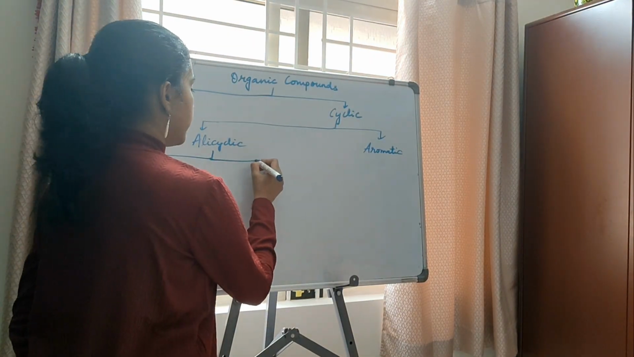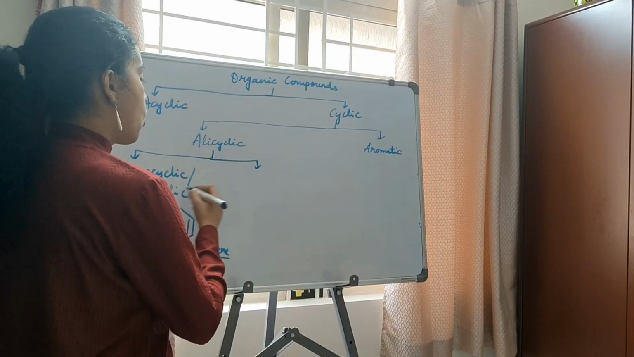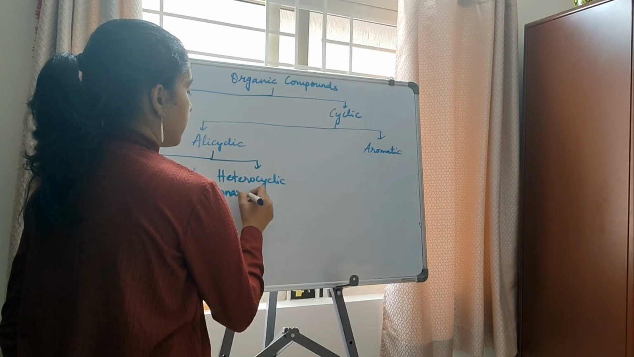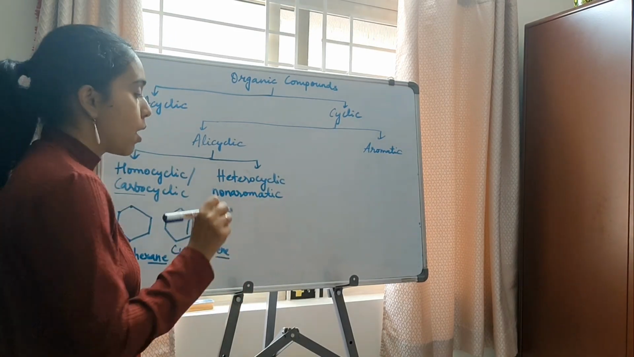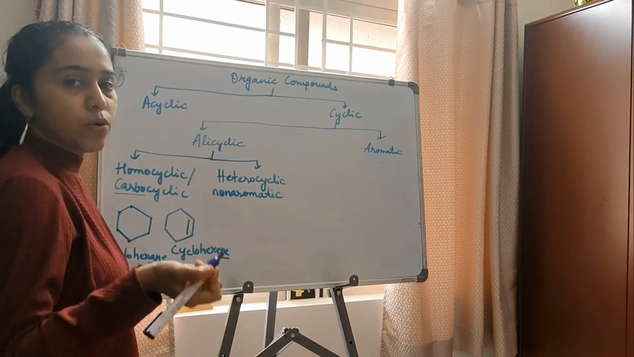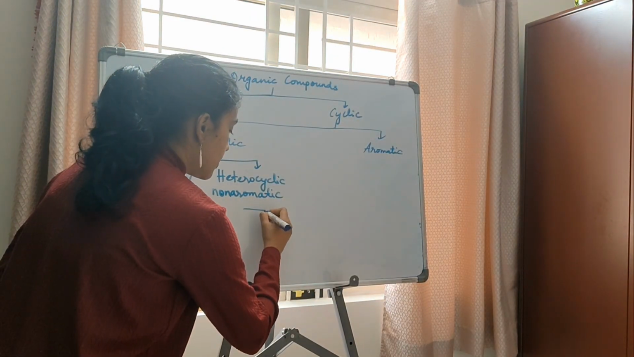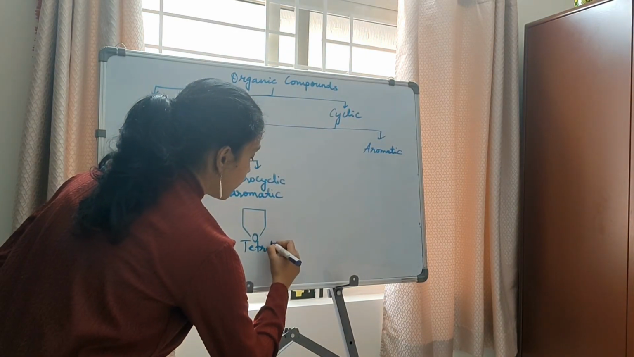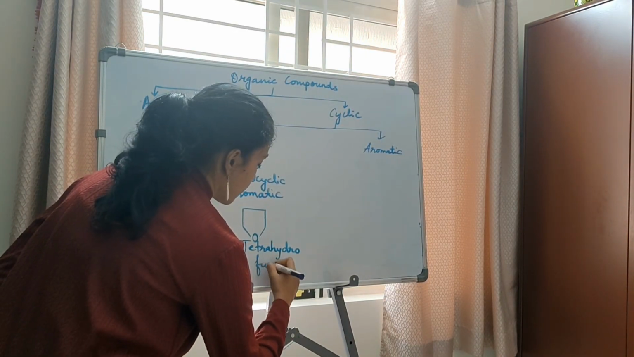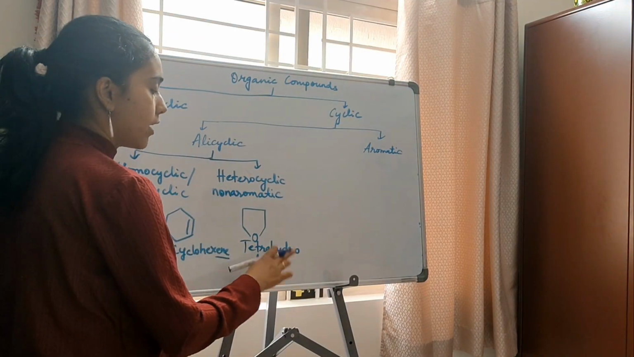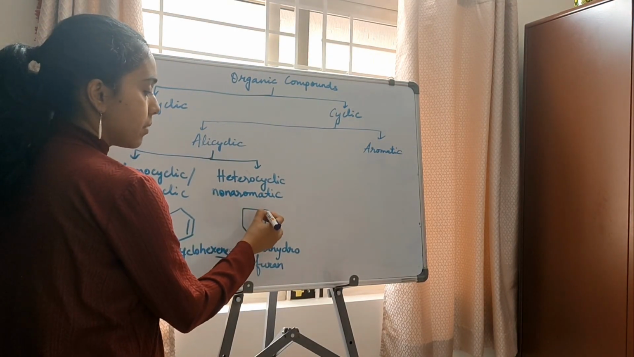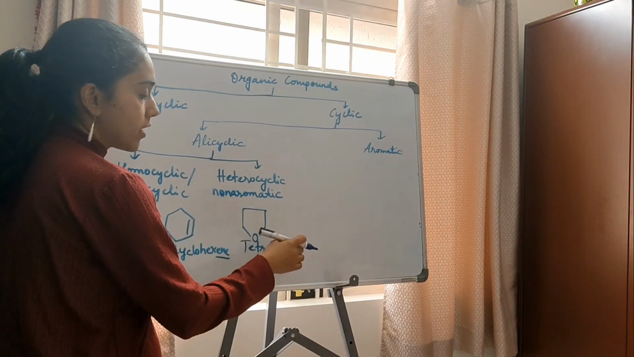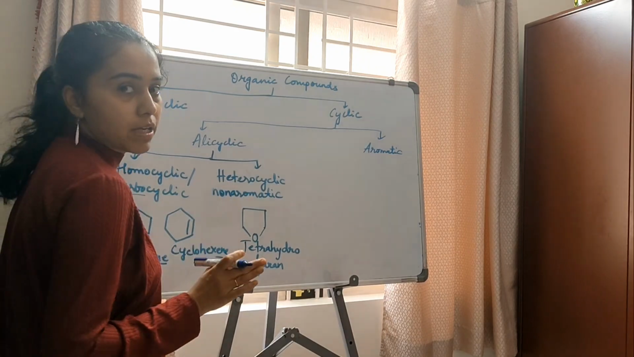Now the next type is heterocyclic, but non-aromatic. That is, in this there will be a ring, but along with carbon atoms there will be one heteroatom, that is a different atom. For example, let's take this example. This is called tetrahydrofuran, F-U-R-A-N. So here you will see there are carbon atoms and one heteroatom, that is oxygen, is present. So it is called tetrahydrofuran and it is an example of heterocyclic non-aromatic.